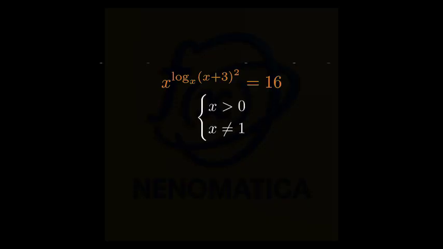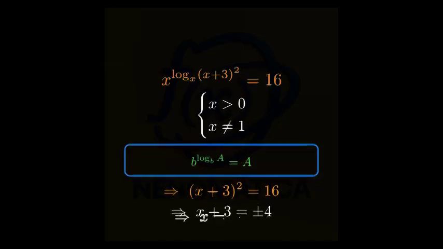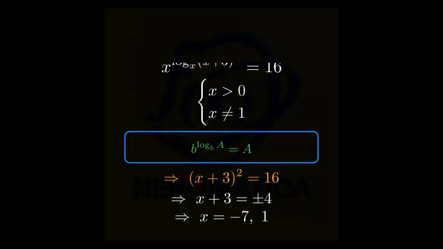Step 2. Apply the identity b to the log base b of a equals a. Therefore, the left side simplifies to the quantity (x plus 3) squared. Step 3. Take square roots. x plus 3 equals plus or minus 4. Hence x equals -7 and x equals 1.